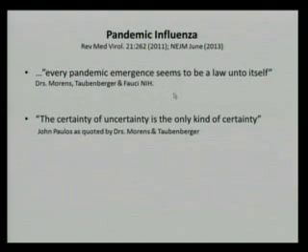Every pandemic emergence seems to be a law unto itself, and another one that I like is, the certainty of uncertainty is the only certainty. So at this time, this has implications for public health: having enough antibiotics, enough antiviral drugs, masks, and other things to deal with pandemics ahead of time, because you really never know from one year to the next when these might be needed.